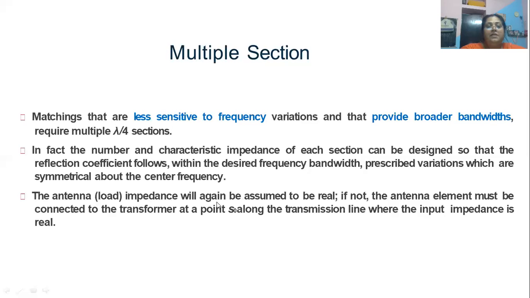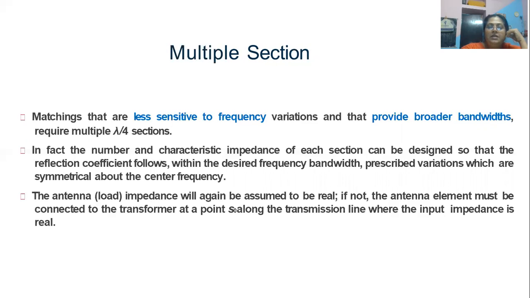Now, if we take multiple sections, the matching is less sensitive to frequency variations and provides broader bandwidth, which requires multiple sections instead of a single section. In multiple sections, we take a number of single sections each with a length of lambda by 4. In fact, the number and the characteristic impedance of each section can be designed so that the reflection coefficient follows prescribed variations within the desired frequency bandwidth, which are symmetrical about the center frequency.